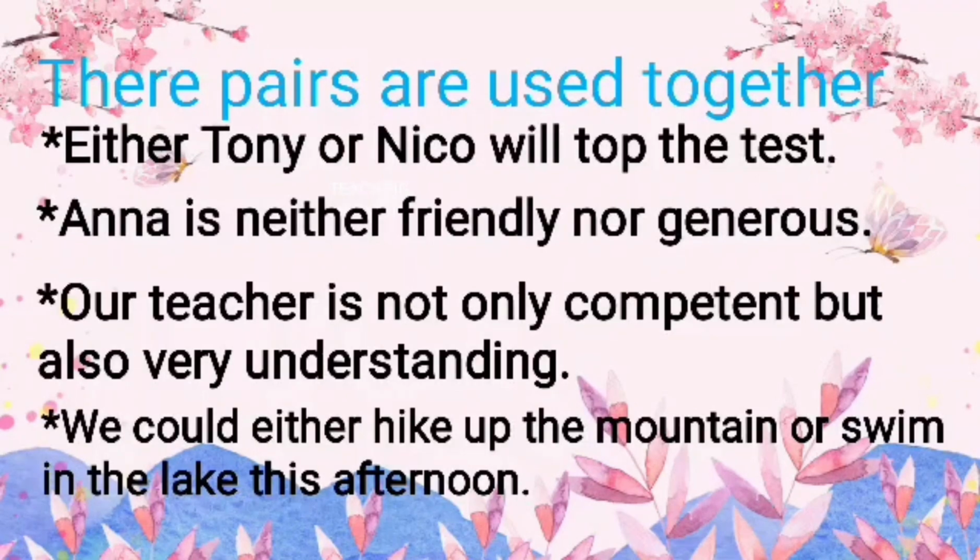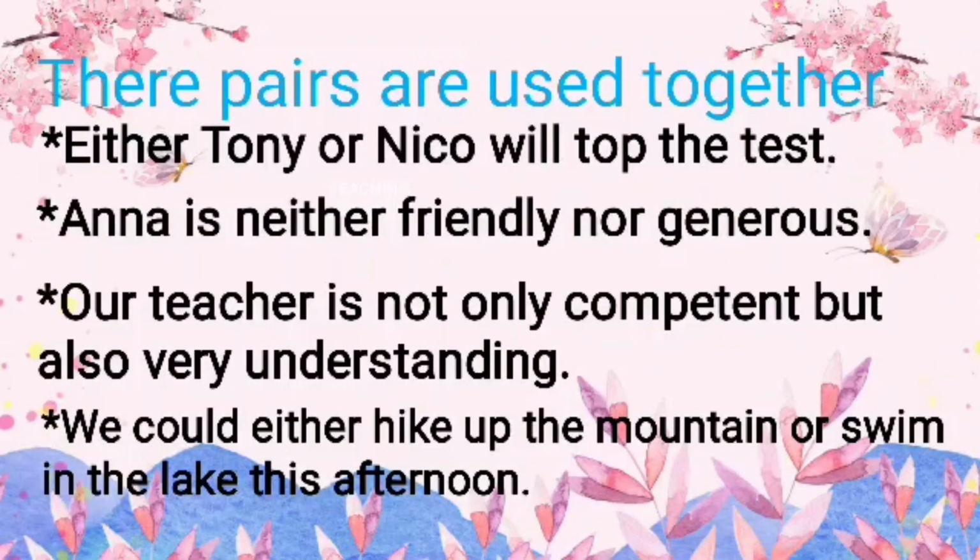Also here, our teacher is not only competent but also very understanding. We could either hike up the mountain or swim in the lake this afternoon. That's my first example, either, or serves as the correlative conjunction. So correlative conjunctions can work independently and only function as conjunctions to illustrate how two words or phrases within a sentence relate to each other.